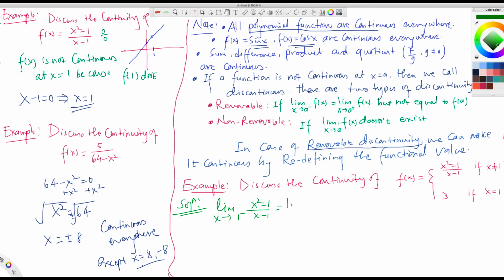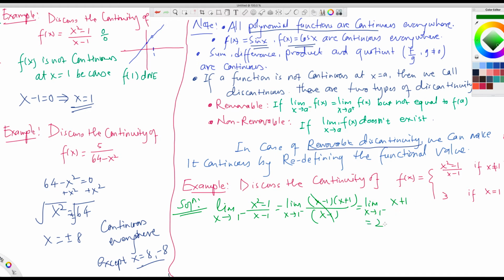What you do is limit x tends to 1 minus. So get the factors of the top. x minus 1, x plus 1. These are the two factors over x minus 1. So you got the same factor on the top and bottom. You cancel that out. What is left is x plus 1, right? Limit x tends to 1 minus x plus 1. Although it is 1 minus, you just plug in 1.